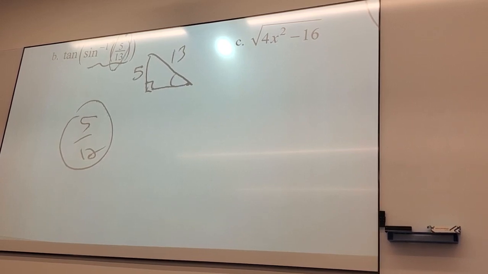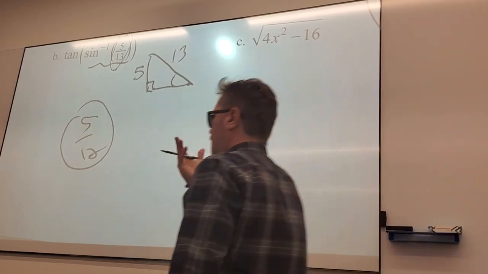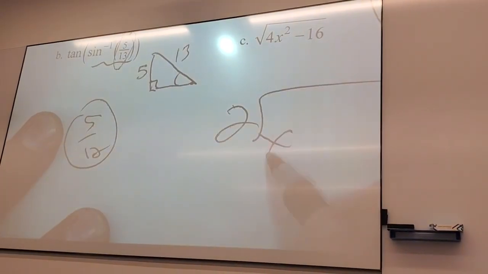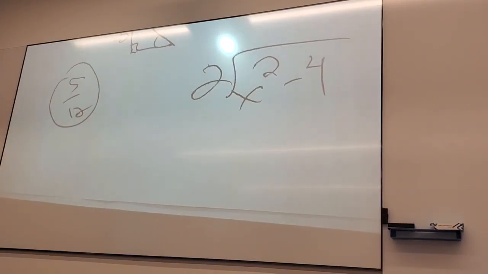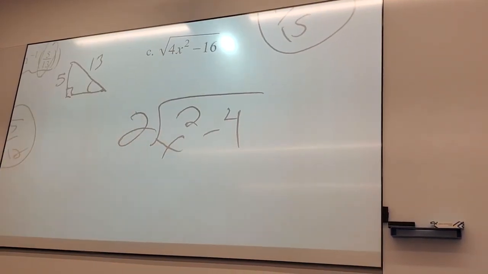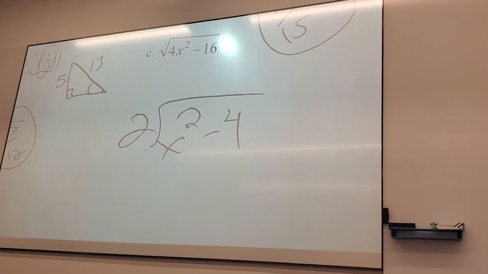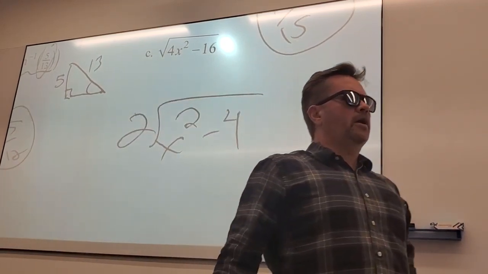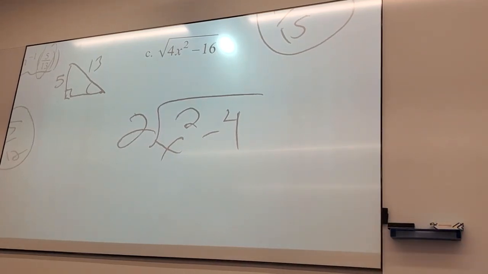What's the most you can do with this? Factor out a 4. Square root of 4 is 2, and you're left with the square root of x squared minus 4. It'd be square root of 4 times square root of x squared minus 4. So do the part you can, leave the part you can't. So that's the answer.